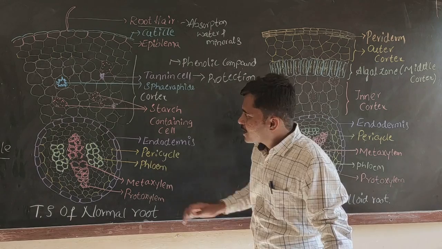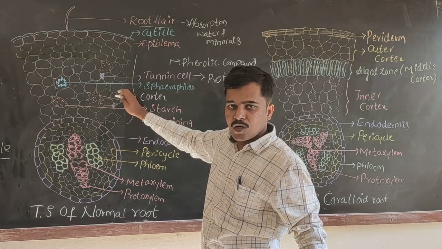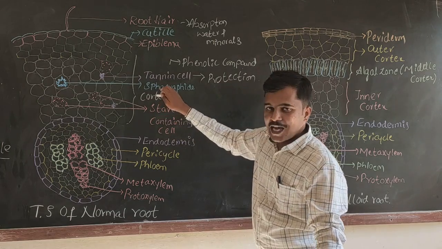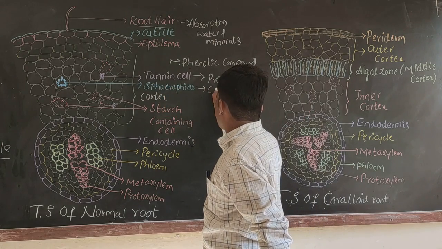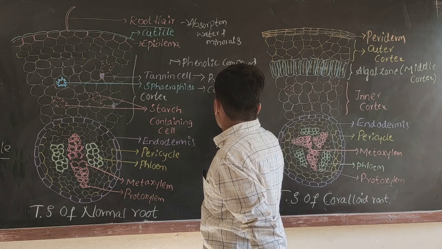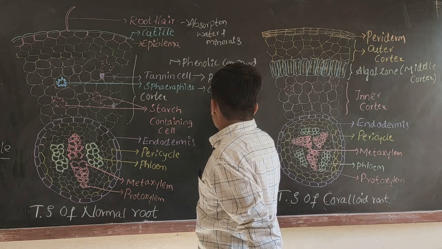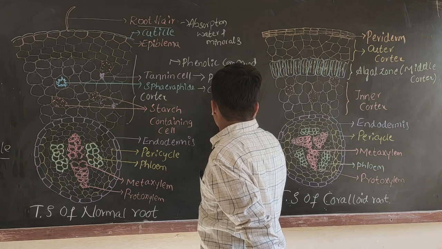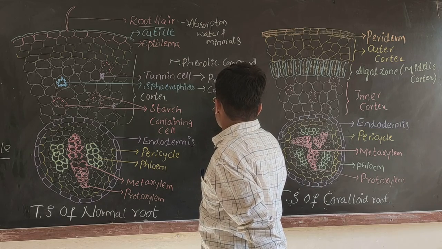And some other cells in the cortex show deposition of calcium oxalate crystals.